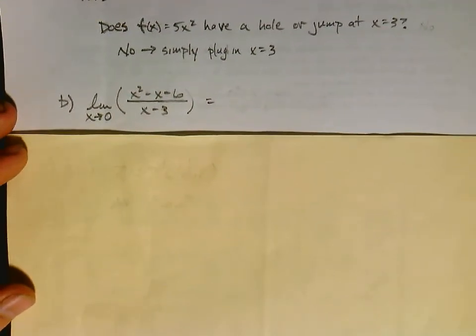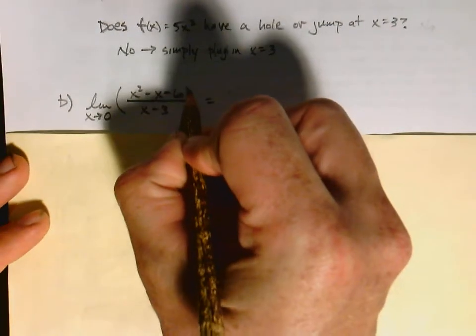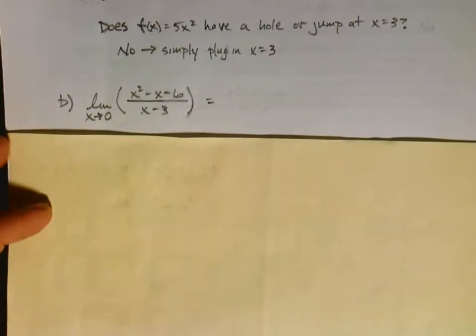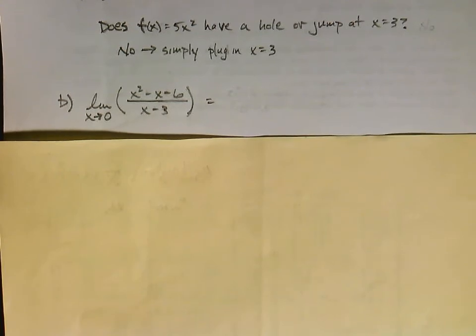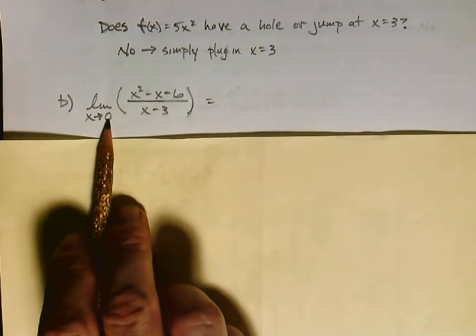How about this one? The limit. Ooh, we've got a good one on our hands now. Our function, this is a rational function: x squared minus x minus 6 all over x minus 3. And it's the limit as x approaches 0. Okay, well, let's ask ourselves the same thing. For this function, is there a hole or a jump at x equals 0, right? The value that we are approaching.